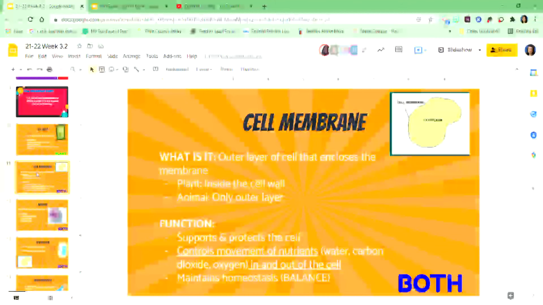The cell membrane is the outer layer of a cell that encloses the cell. So in a plant, it is inside the cell wall, and in the animal, it is the only outer layer. So it's kind of like a skin. The function of the cell membrane is it supports and protects the cell. It controls the movement of nutrients such as water, carbon dioxide, and oxygen in and out of the cell. So it's kind of like a little doorway. And it maintains homeostasis or balance within the cell. Cell membranes are found in both plant and animal.